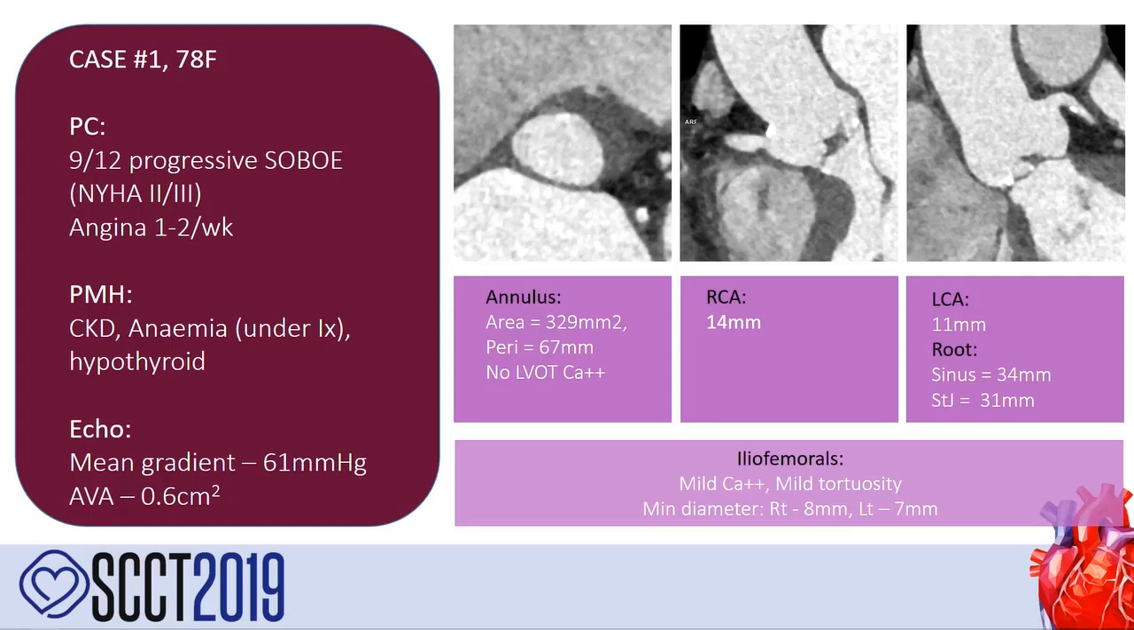The CT shows a lovely annulus conducive to TAVR. There are no adverse root features. There's no bicuspidity. The right coronary height is good, the left coronary height is good, and the sinus is also good. Iliofemoral access was good with only mild calcification and tortuosity, but good diameters bilaterally. So all in all, an excellent candidate for iliofemoral TAVI. So green light from CT.